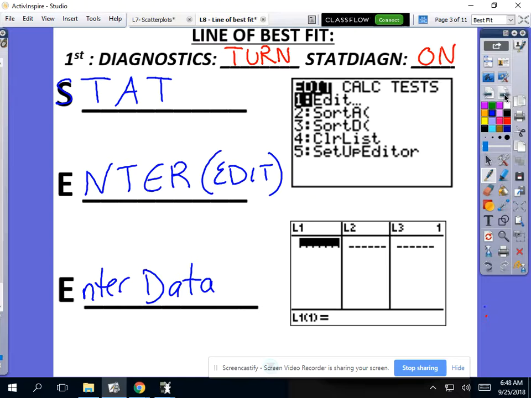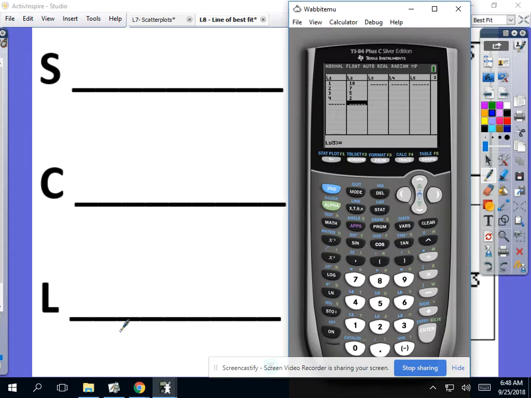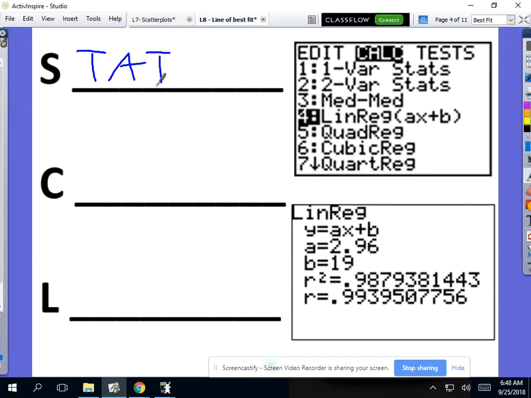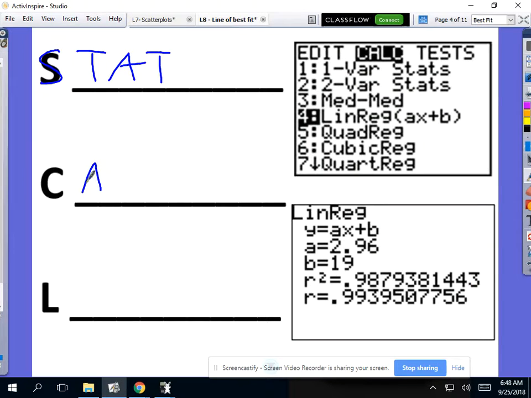All right. So now that we've got our data in, guess what? We're going to press stat a second time. And when you press stat a second time, we don't want to enter our data anymore. We want to go over to that second tab or second column, and we want to go over to calc. So I use my arrow key to go over to calc.